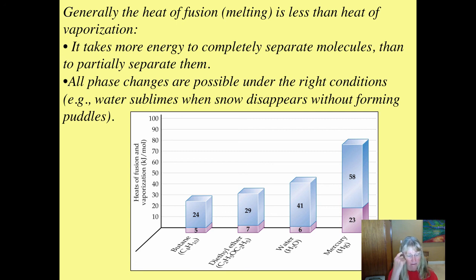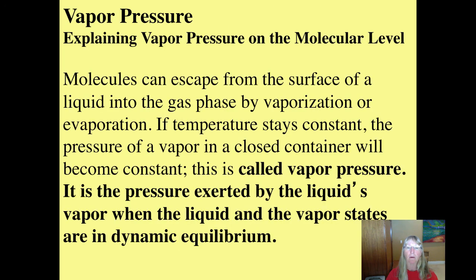And that's why heats of vaporization are always so much larger than heats of fusion. And that's why on the previous graph, the line showing water being vaporized was much longer than the line showing ice being melted. Okay, that's it. We'll talk about vapor pressure at the next time.